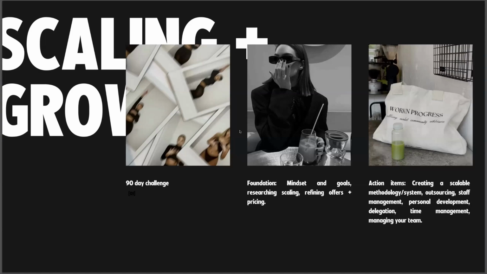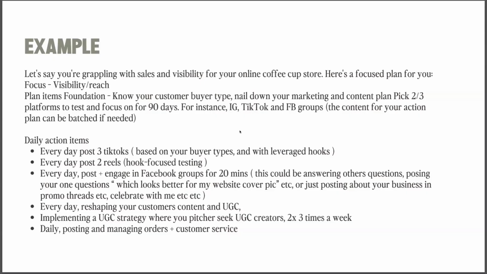But the foundation of this in a 90-day plan would look like mindset and goals, researching, scaling, refining offers, and pricing. So the action items over 90 days could look like creating a scalable methodology or a system, outsourcing, staff management, personal development, delegation, time management, and managing your team as well.